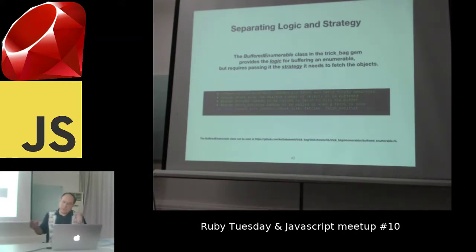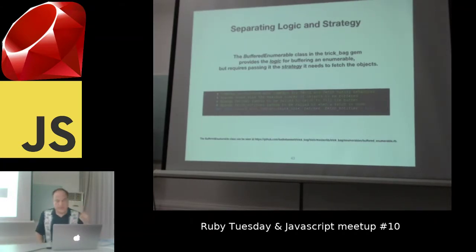So I thought, well, a lot of this logic is about buffering the network messages I'm taking in and feeding them out to whoever wants them. So that's what an enumerable is, right? It's something that you can get objects from. So I thought, okay, let me make an enumerable that buffers, and I'll put all the buffering housekeeping in there so I don't have to deal with it here, right? And man, did that make it simpler.